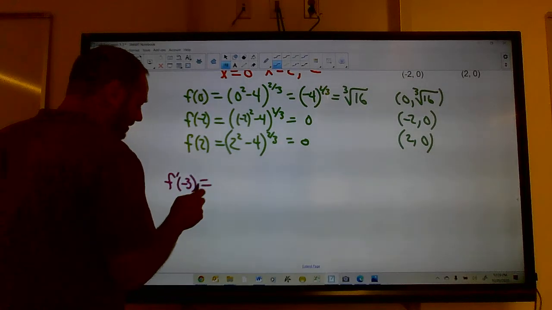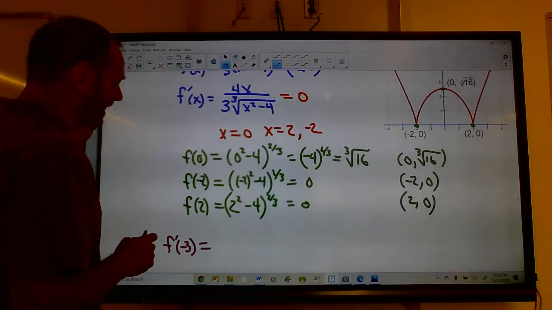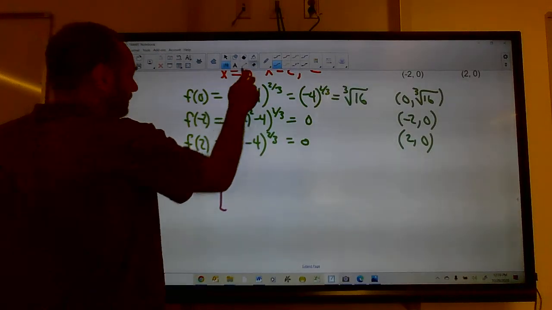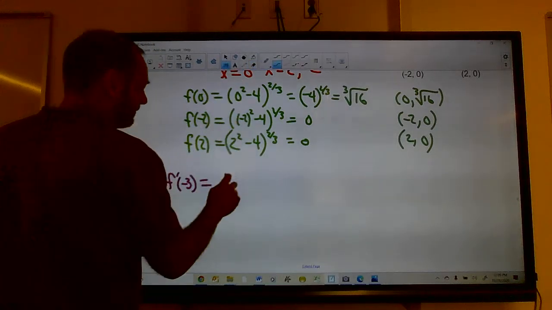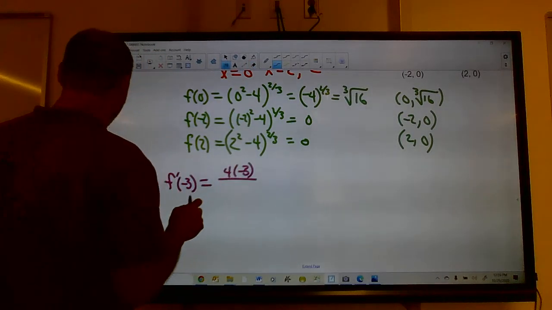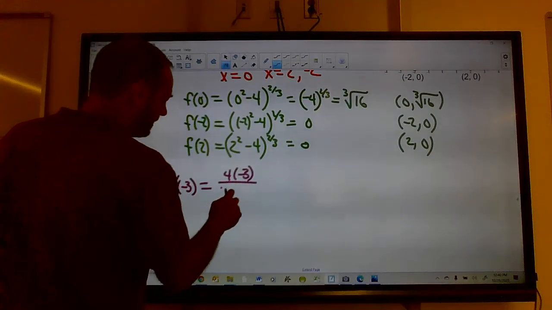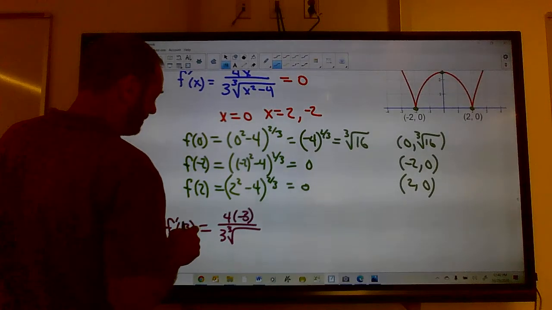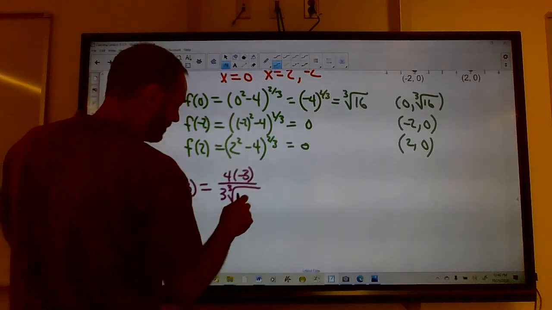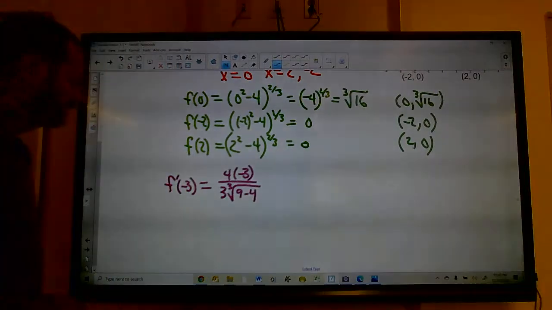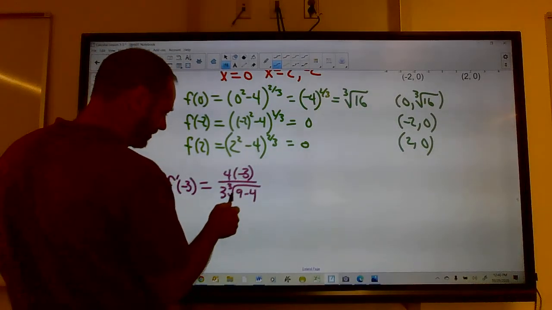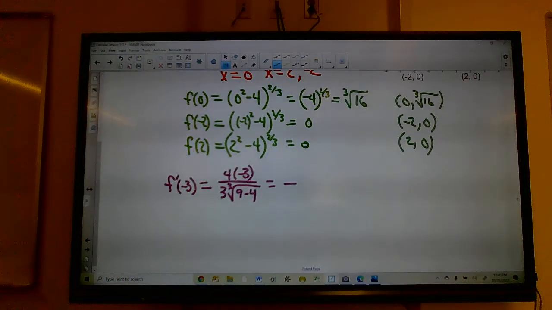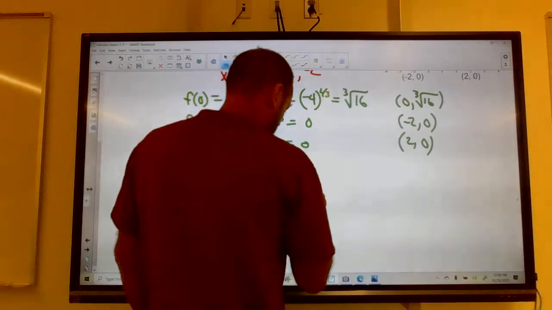of negative 3 would be, and all I need to do is determine, is that going to be positive or negative? So it's going to be 4, whoa. That's going to be 4 times negative 3 over 3 times the cube root of 9 minus 4. Okay, so this is a negative on top, and this is going to be a positive number on the bottom, so that's going to be negative. Okay, so that tells me it's decreasing.